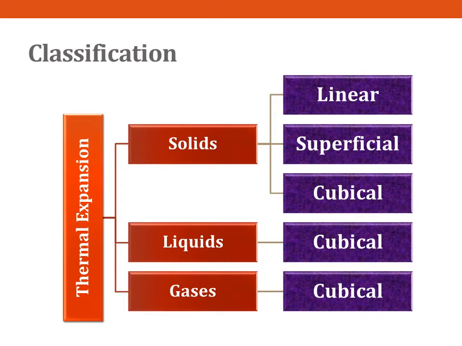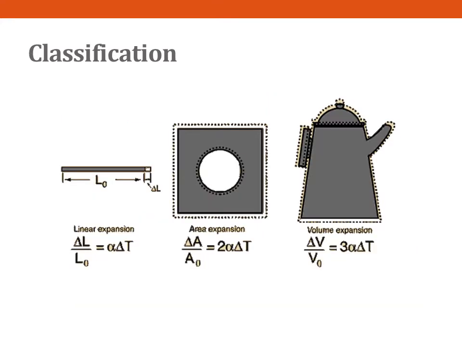Linear expansion occurs when there is a change or expansion along one dimension. Superficial expansion is the expansion where we have a change in area, and cubical expansion is the expansion where we have a change in the volume of the material. This slide gives us a visual representation of the linear, superficial and cubical or volume expansion.